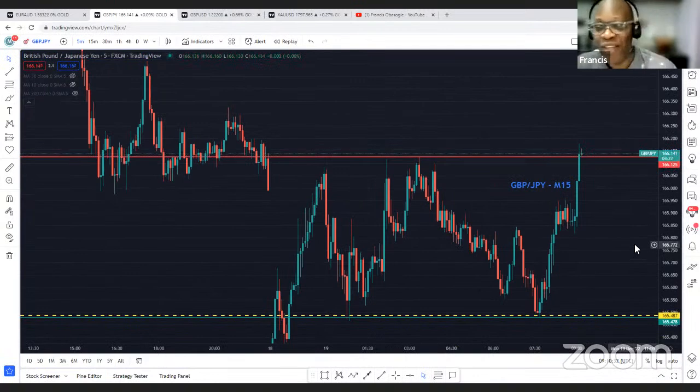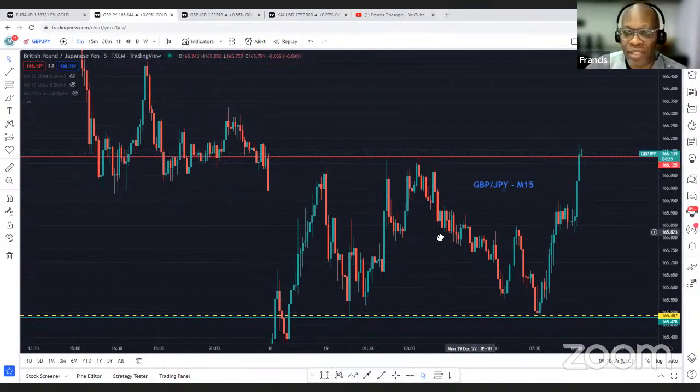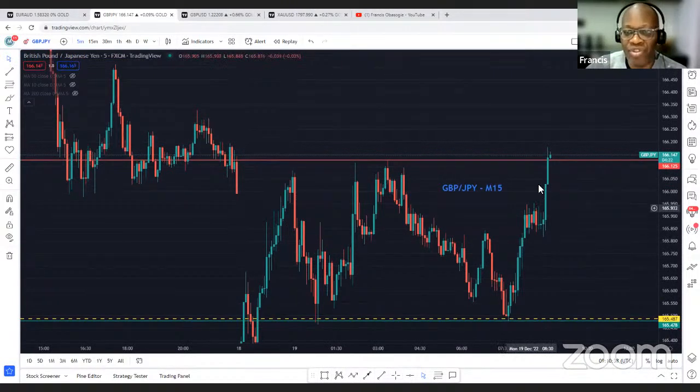Okay. So we see here now, I was saying that pound JPY has been pushing up, and I was looking for it to break above here, this red line. It seemed to have broken above it now, but we'll see. What I would now want is for the price to push up a bit more and then come back and retest here before buying. Yeah, that's what I'll be looking to do.